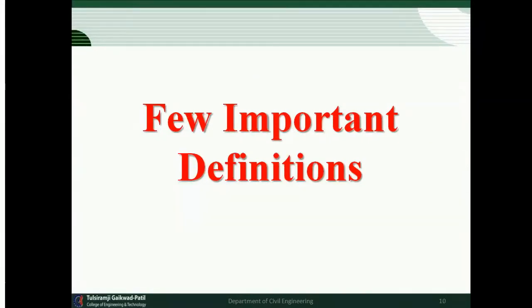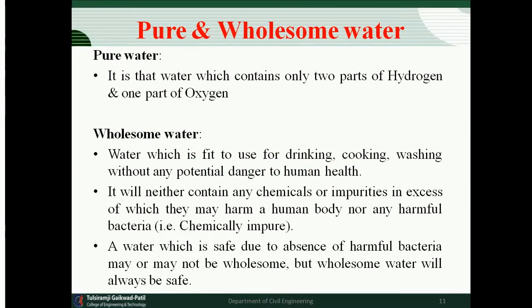So coming on to a few important definitions related to this subject. First two definitions are pure and wholesome water. So what is pure water? It is the water which contains only 2 parts of hydrogen and 1 part of oxygen. Nothing else. No impurity, no chemical alterations, nothing. It just contains 2 parts of hydrogen and 1 part of oxygen. That water is known as pure water.